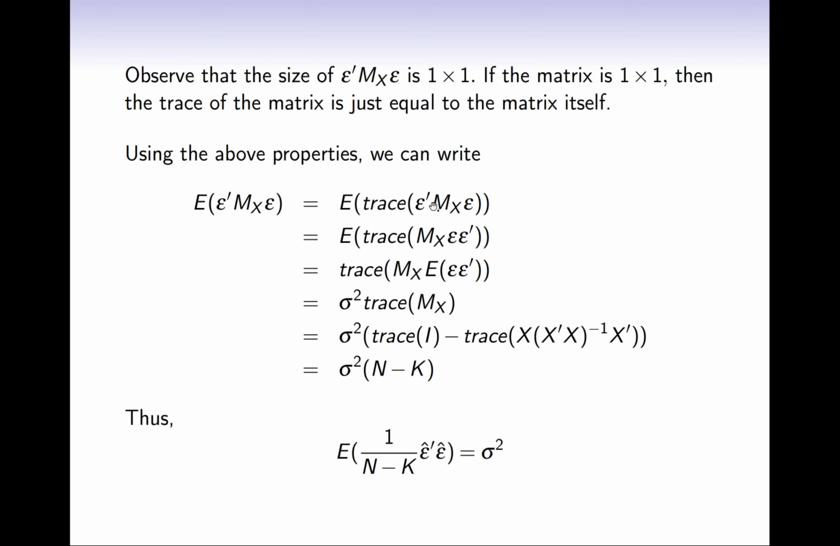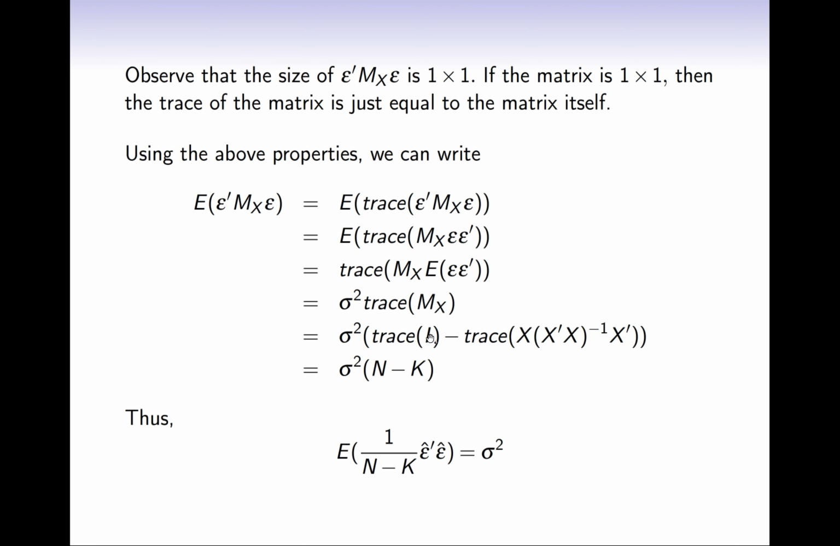Okay, so trace of epsilon prime, we just stick in the trace operator. Now we use the fact that it's invariant to cyclical permutations. So you put this here, and then we have trace Mx epsilon epsilon prime. Okay. Now this expectation we can move inside, and remember we're treating the X's as fixed. So we have expected value of epsilon epsilon prime here. Okay, then this is sigma squared I under the assumption that it's homoscedastic. So we have sigma squared I, so sigma squared is just a number. So then we can pull sigma squared out. We have the trace of Mx.